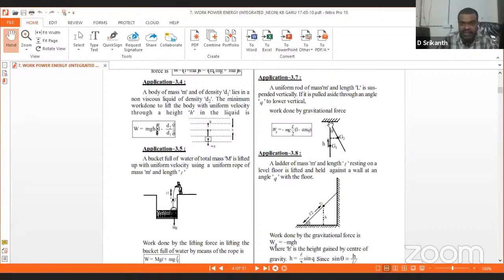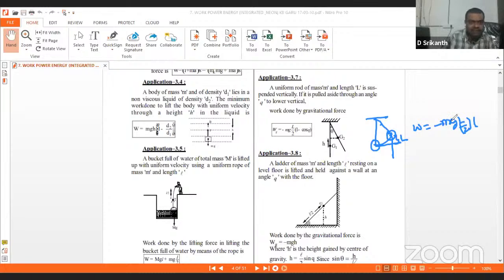Work done by gravitational force. The gravitational force will act from the center of the object. Here also we have that. This is the height h from the center, so length will be at the center. That's why we write it as minus mg L by 2 into 1 minus cos theta.